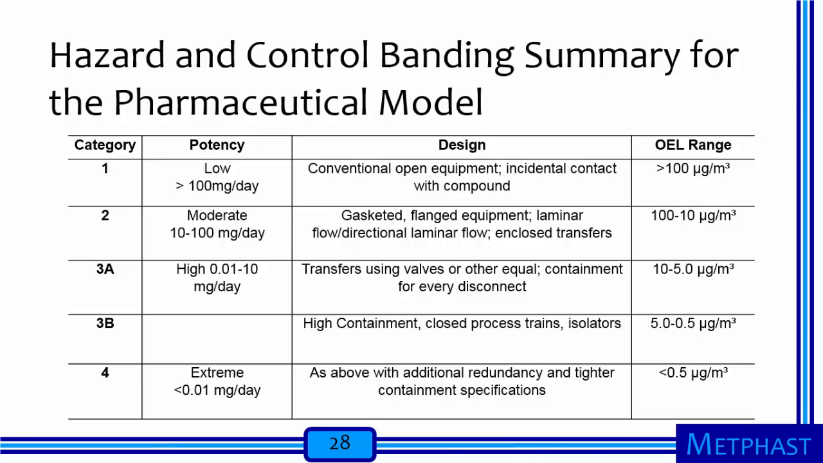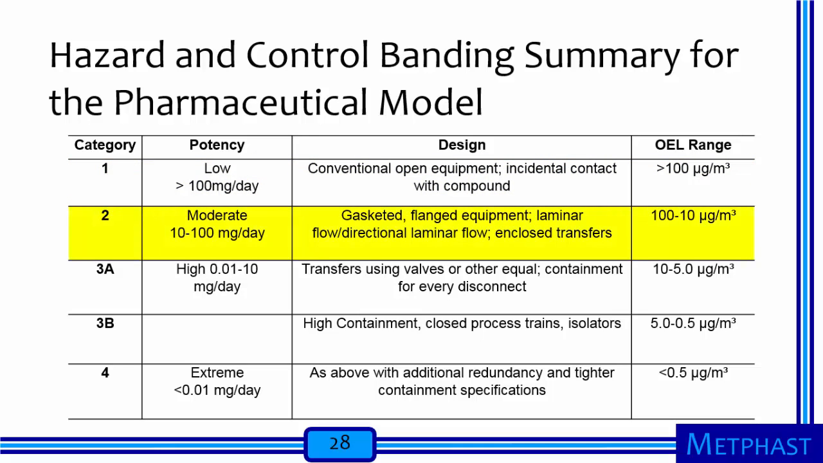Substances were placed in five categories, 1, 2, 3A, 3B, and 4, that were based on the potency of the pharmaceutical compound. For low potency substances, where greater than 100 milligrams a day dose is acceptable, an occupational exposure band of greater than 100 micrograms per cubic meter is proposed. And the exposure control includes conventional open equipment with incidental contact with the compound.